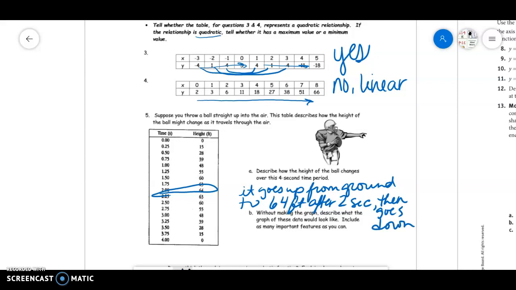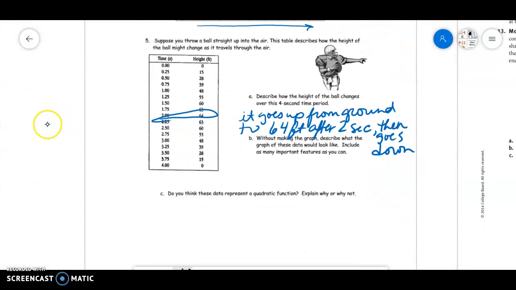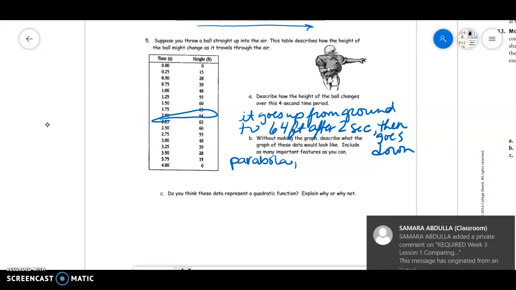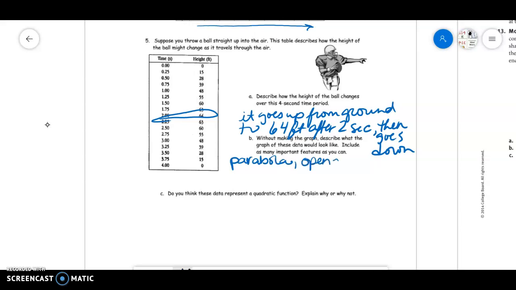And then letter B, without making a graph, describe what it would look like. Include as many important features as we can. Most of you said that it was a parabola. Some of you said that it was going to open down. You said there was a max vertex at 64. Those were all wonderful things. Do you think this data represents a quadratic? Yes, it did. You know, what goes up must come down.